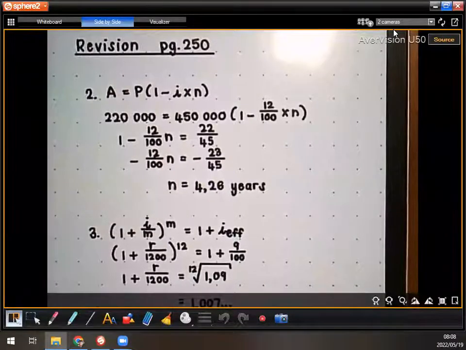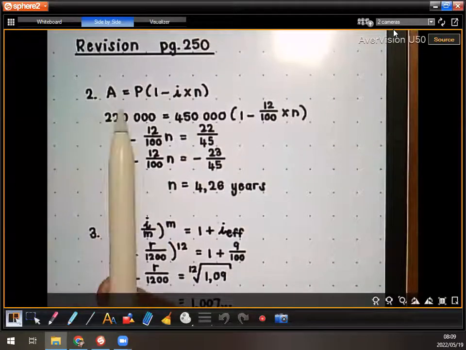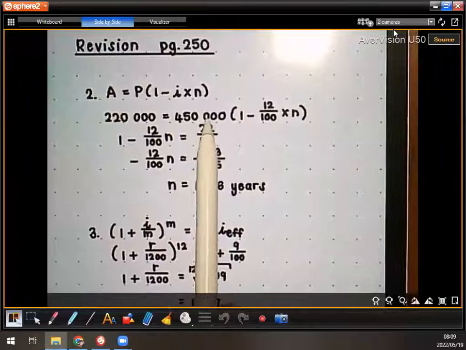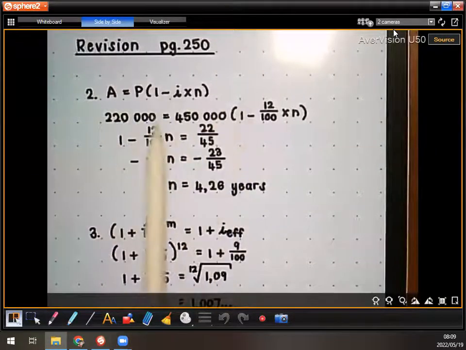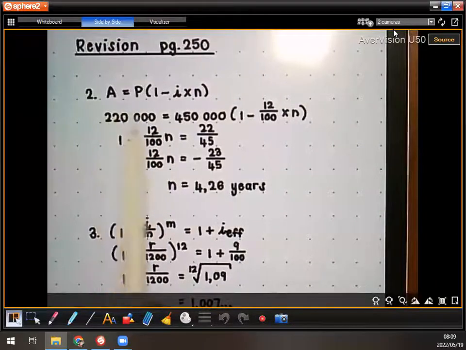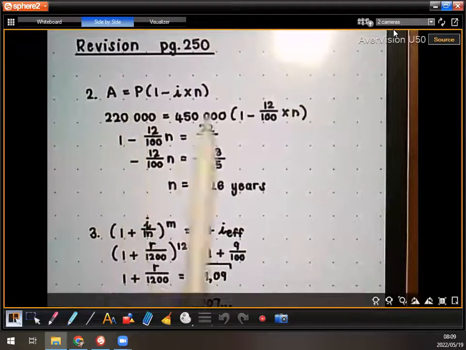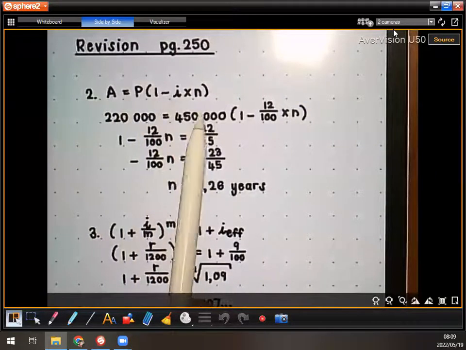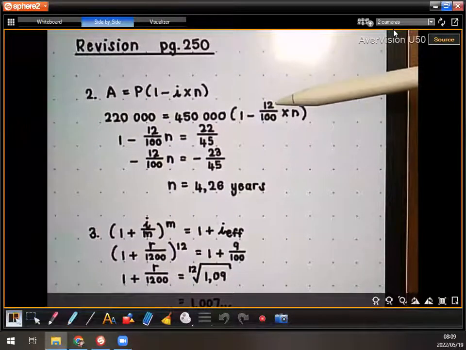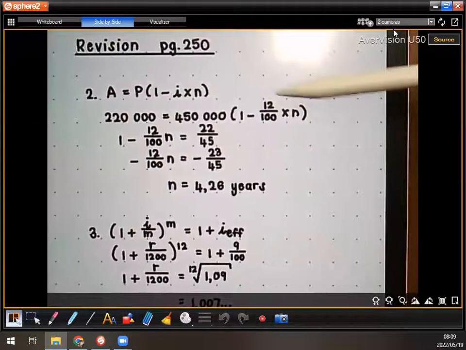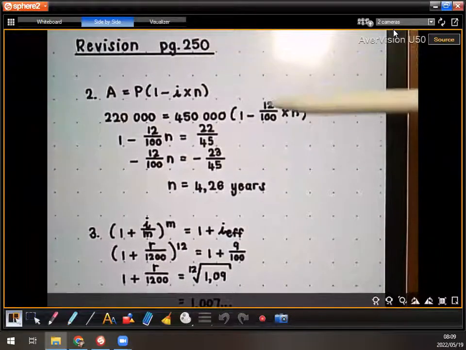So they asked there, how long will it take for some item to depreciate. The original value was 450,000, now it's depreciating to 220,000. So the after amount, the final amount, 220, that's A. The original value was 450,000. 1 minus, we said that it was 12% on the straight line method. So that's why I've used this formula.